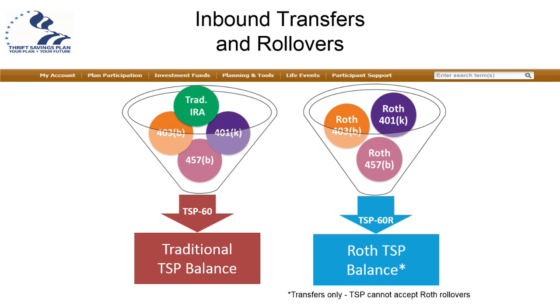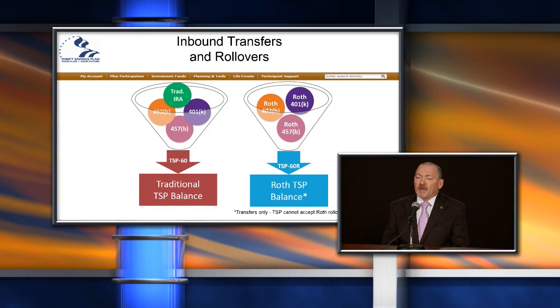There are also differences between Roth and traditional money in the TSP. Your opportunities depend on which balance you're transferring into or out of. As far as inbound transfers to your traditional balance, that money can come from any of those eligible employer plans or from a traditional IRA. With the Roth balance, you don't have the IRA option. Money can only come into your Roth TSP balance from other employer plans.